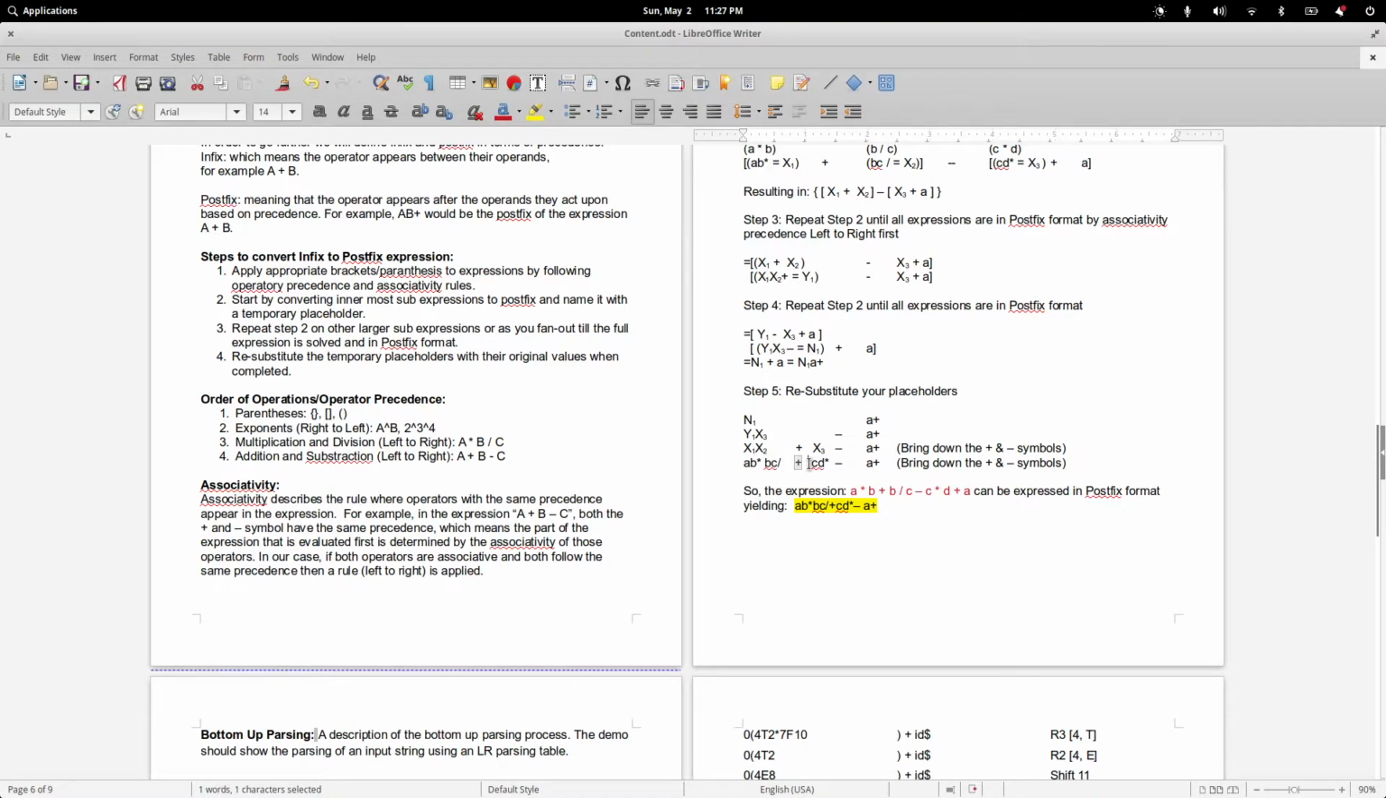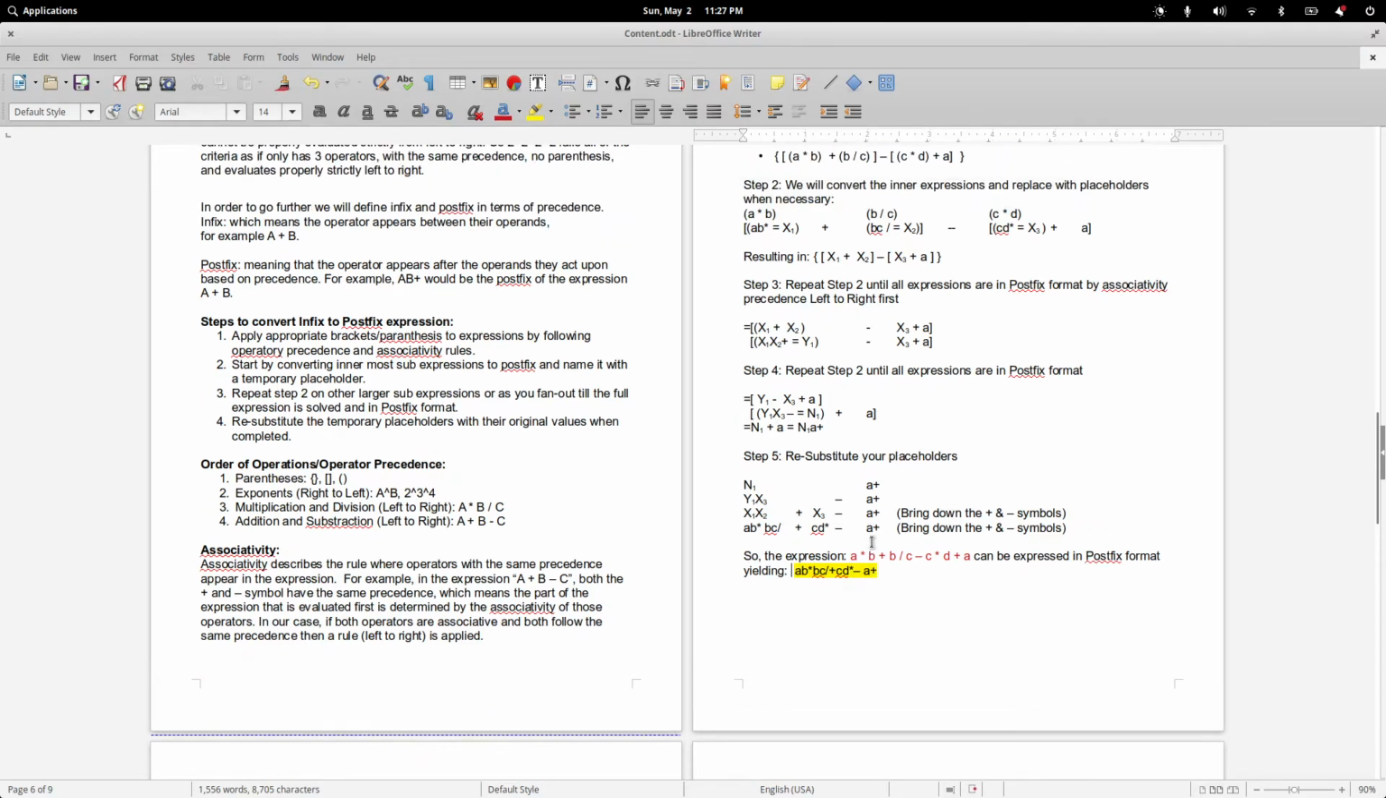And our X sub 3 is CD, our multiplication symbol. We still have the negative symbol we bring down, and of course the plus sign. And this would be our completed form of our postfix expression when converted: AB multiplication symbol, BC division symbol, plus sign, CD multiplication symbol, minus symbol, A plus sign.